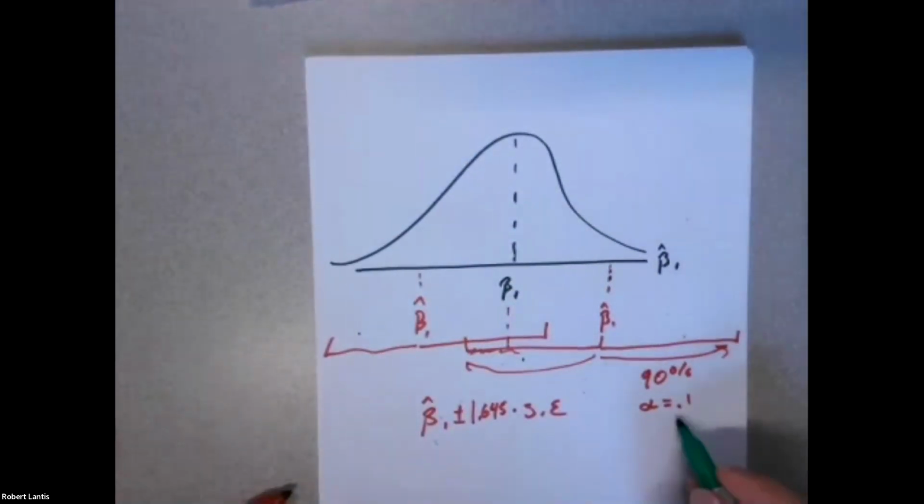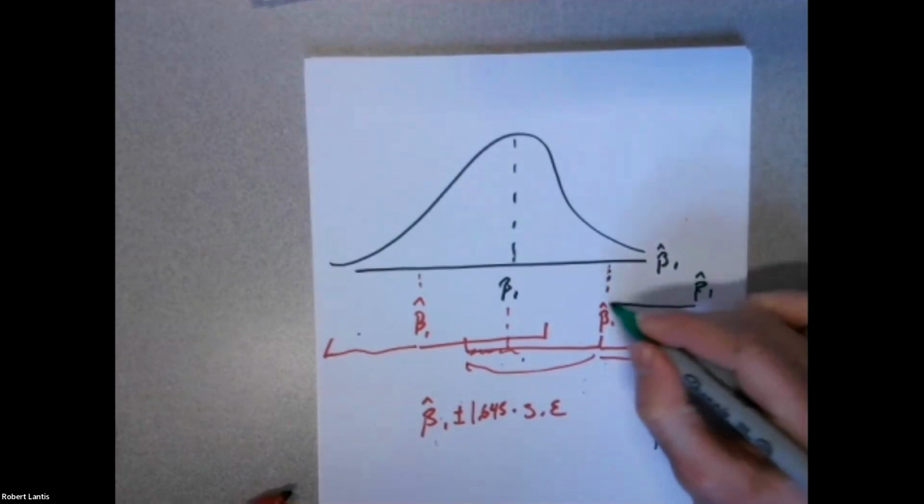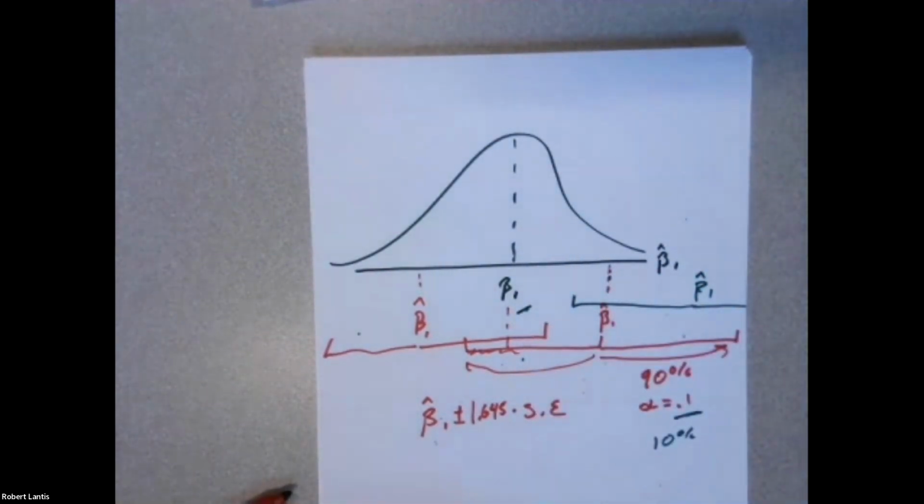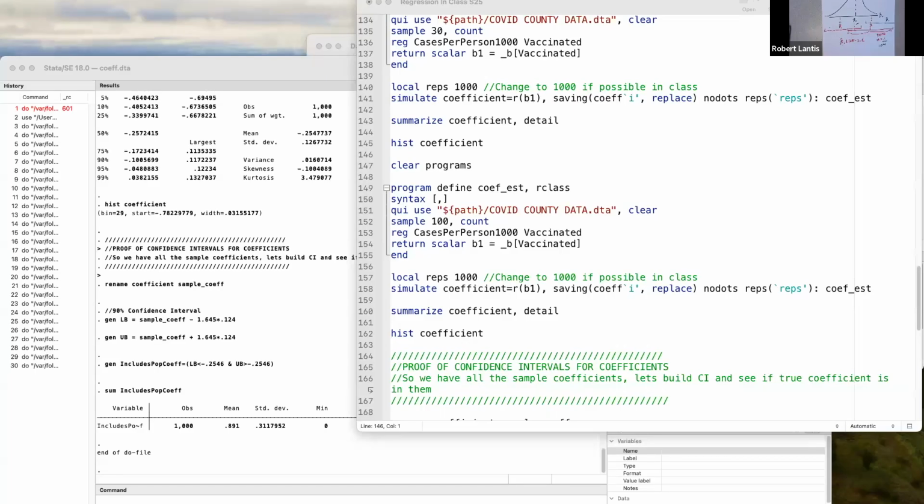Now, 10% of the time, I'm going to end up with estimates when I build this confidence interval that don't include that true slope coefficient estimate. So we can do this in Stata as well and kind of prove this to ourselves.